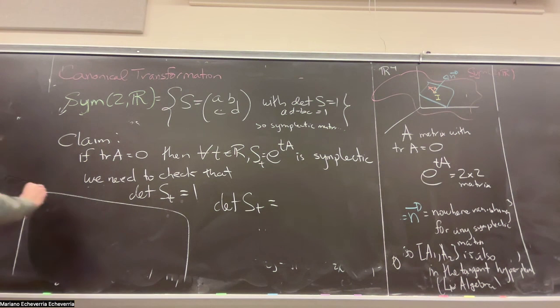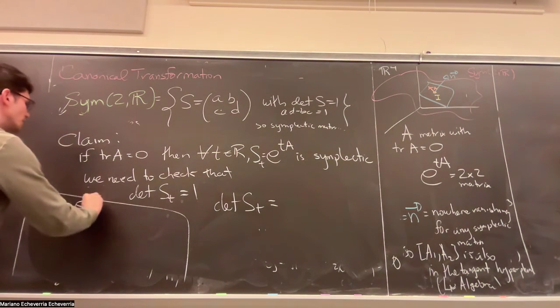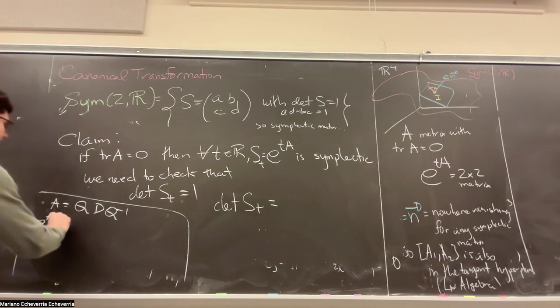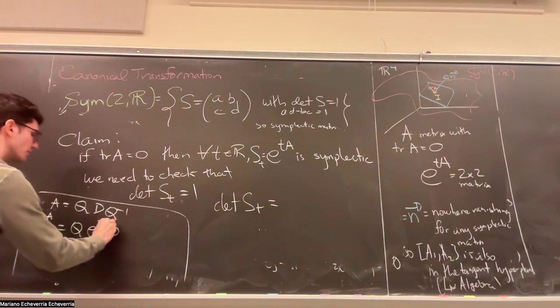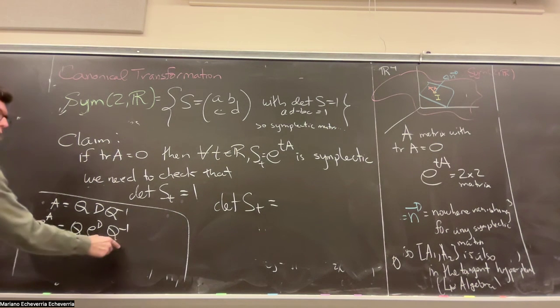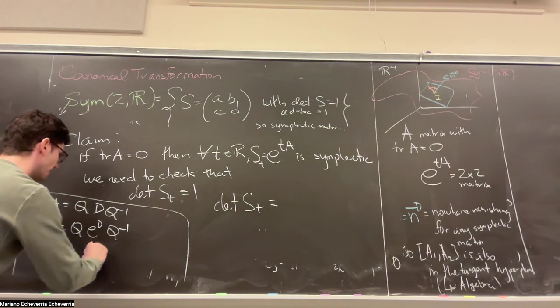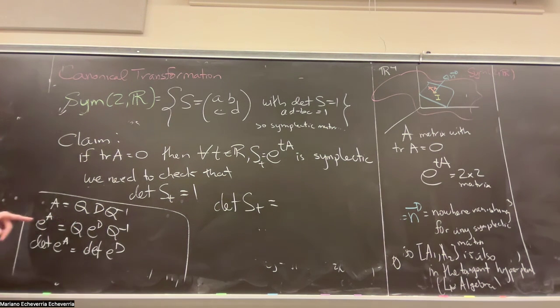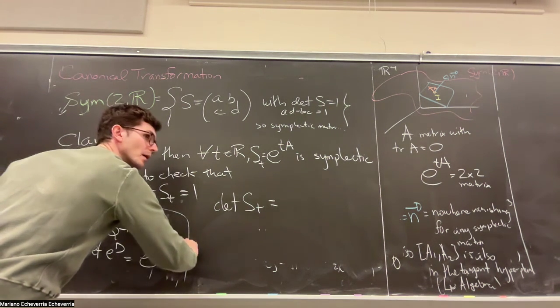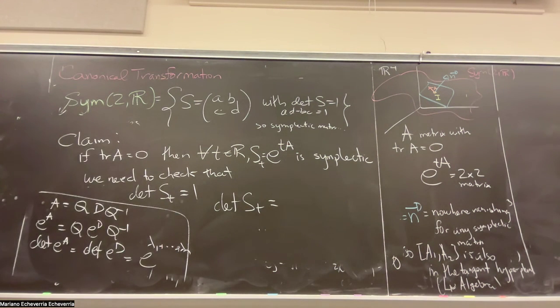But in the diagonalizable case, A is just Q D Q inverse, for some invertible matrix. And the exponential is the most obvious thing you could take. e to the A is Q e to the D Q inverse, right? So its determinant, the Q's go away, so it's just the determinant of e to the D. But for a diagonal matrix, e to the D is just e to each eigenvalue, right? So this is just e to the sum of the eigenvalues. But what is the sum of the eigenvalues? The trace of a matrix.